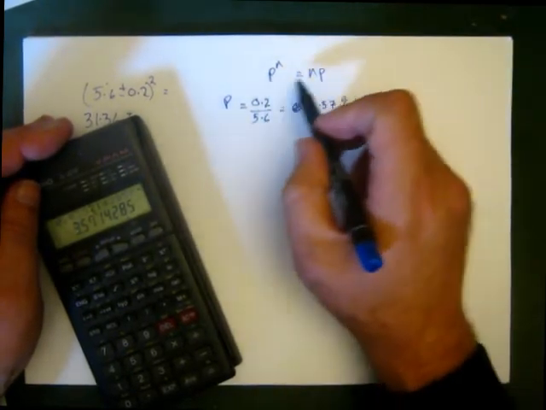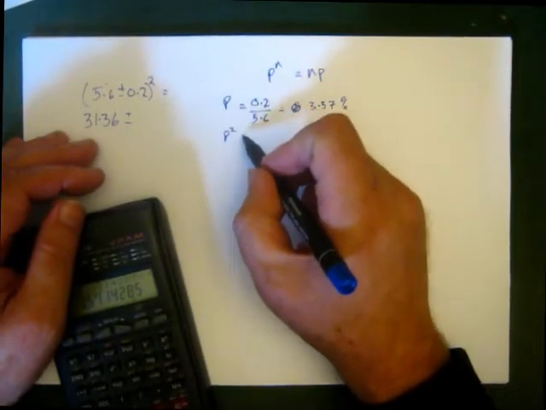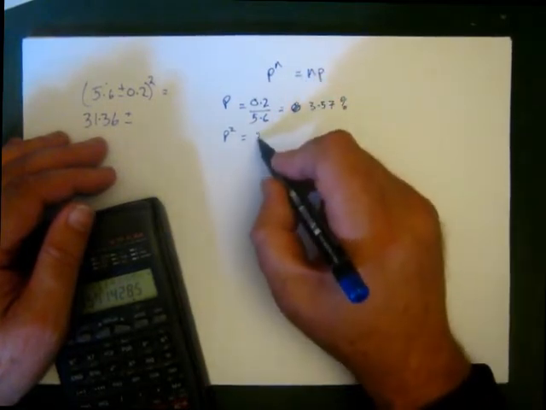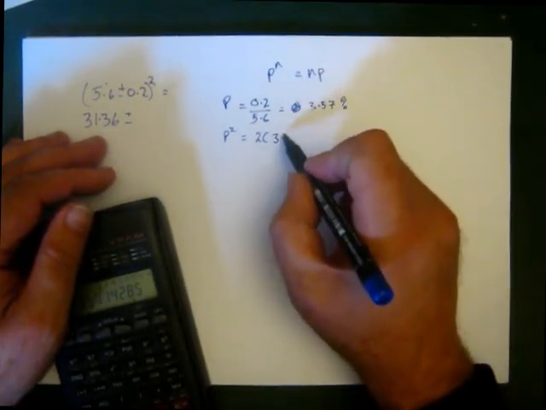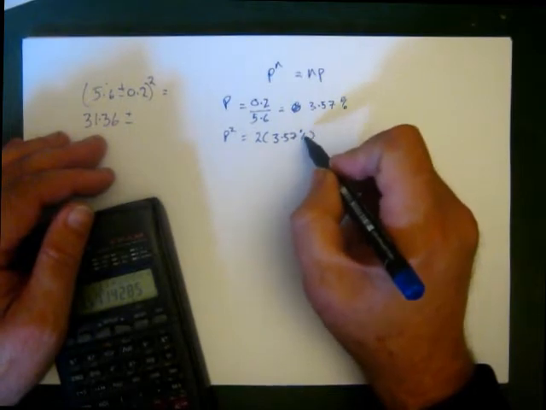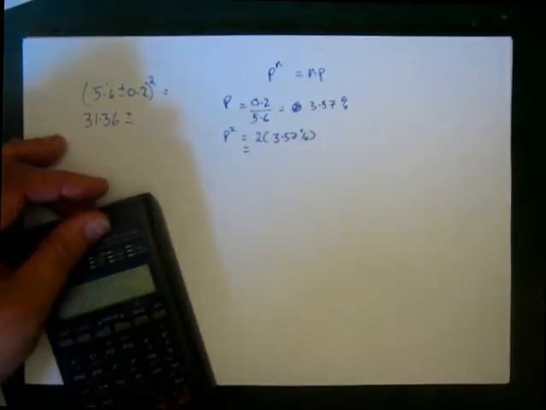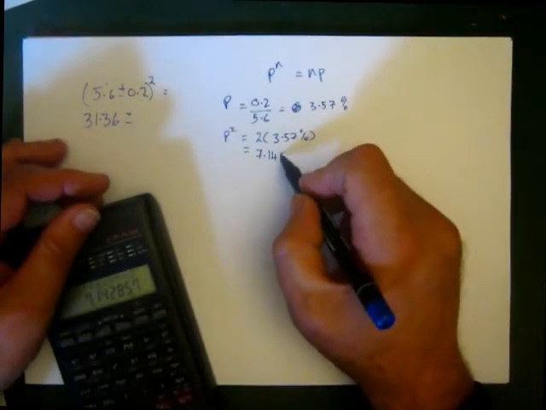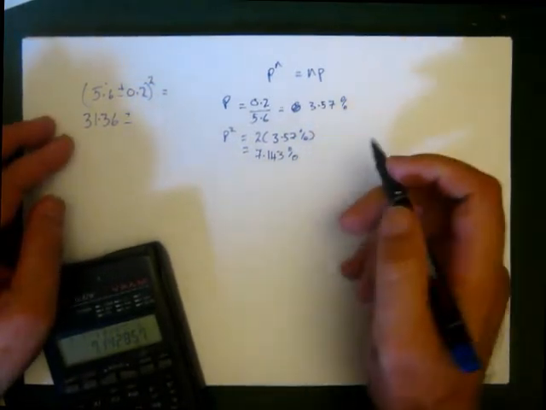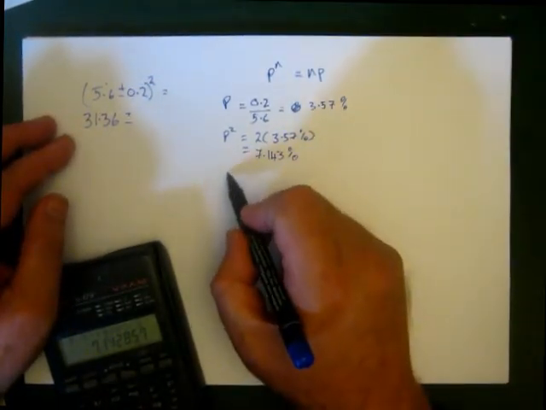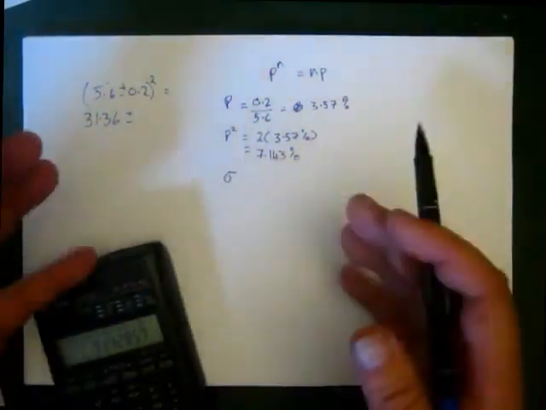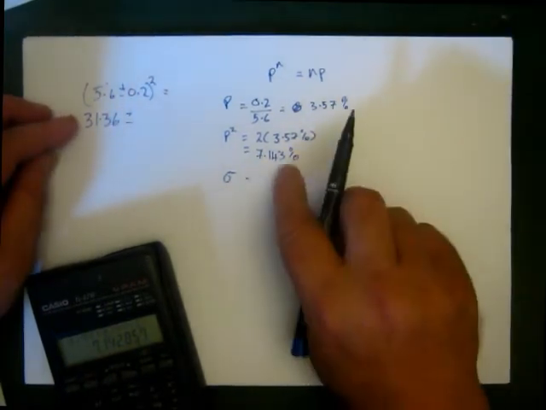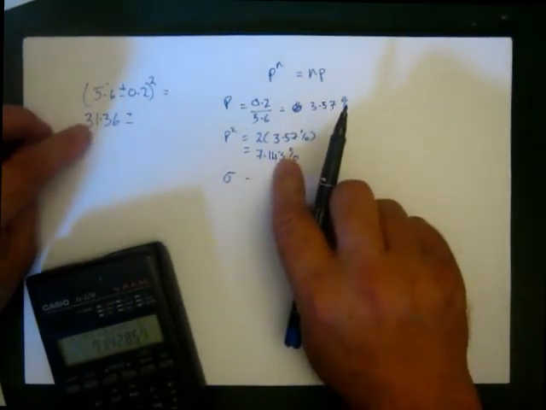Now, the uncertainty, so p squared is going to equal, we take the power and we go 2 times the percentage, 3.57%. So the percentage is going to equal 7.143%. So now to convert this, we go sigma. Remember, this is the absolute amount. This is the plus or minus how many meters or kilograms or whatever it's going to be.